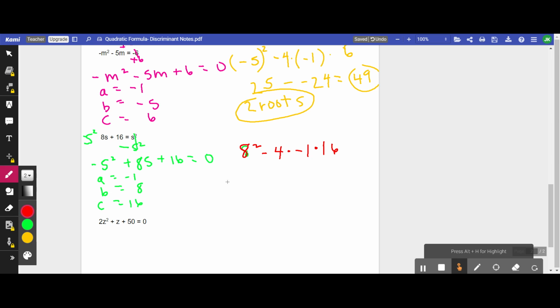So 8 squared, 8 times 8, that'd be 64. And I'll bring down the minus here. And then you can do 4 times negative 1 times the 16. If you do that, you'll get negative 64. Or it could also be 64 plus 64, either way. But here, 64 minus negative 64, that'd be 128 for your discriminant. Since you got a positive, there will be 2 roots then.